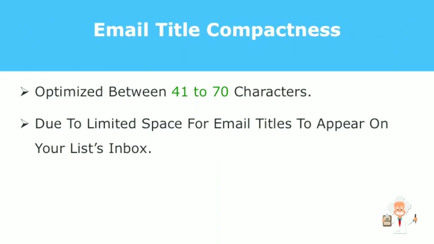The second element is that your email subject lines should be compact. This needs to be a consideration as there is limited space for email titles to appear in your list's inbox. According to Campaign Monitor, your subject line should be optimized to be somewhere between 41 to 70 characters. This is because the number of characters that appear on screens across common devices range from about 40 to 73.